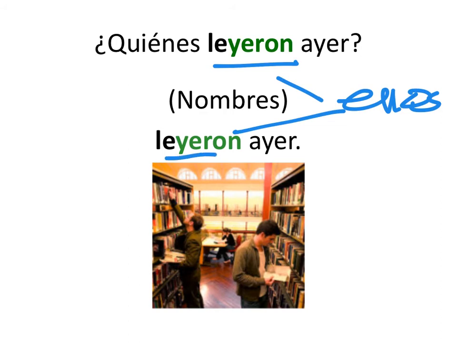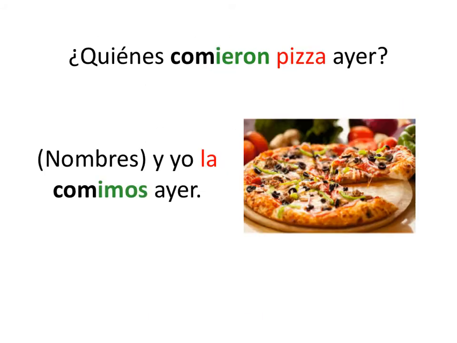And notice this little Y here. Why do you think there's a Y? Why the Y? What did I just say about el infinitivo? El infinitivo es leer. Doble vocal. Double vowel. That's why it's Y. Because we'll see some other examples like comieron. ¿Quiénes comieron pizza ayer? So what's this question asking?